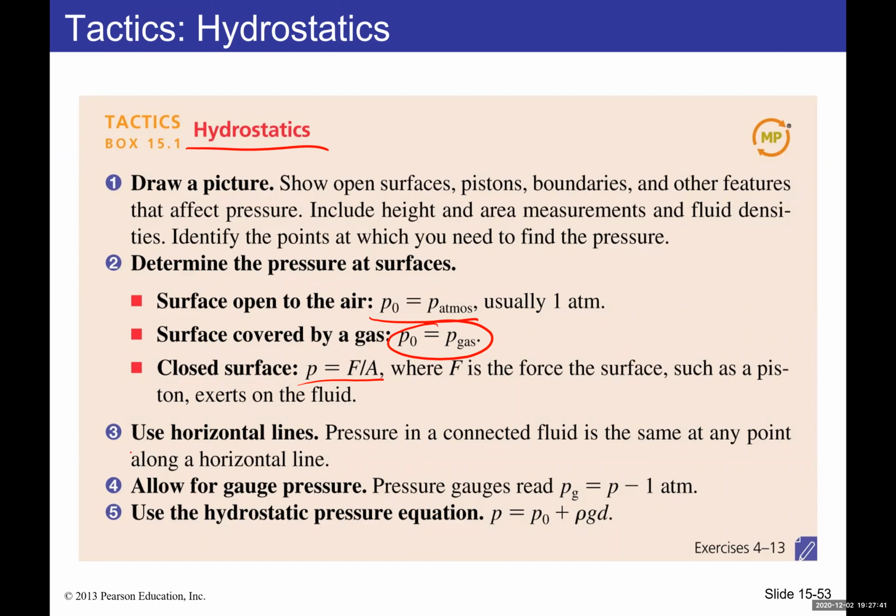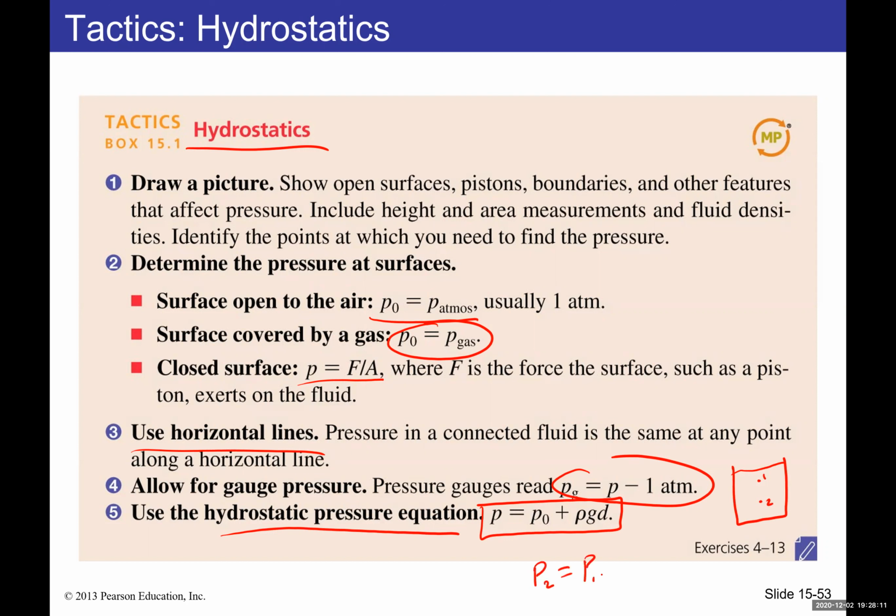Remember, the pressure along the same horizontal line is always the same. And we also have the gauge pressure, which is the absolute pressure minus 1 atm. We can use the hydrostatic pressure equation. So if you have a container with any two points, point 1 and point 2, you can say the pressure at point 2 equals the pressure at point 1 plus rho g h, where h is the height difference between point 1 and point 2.